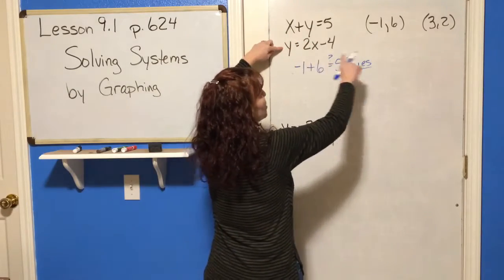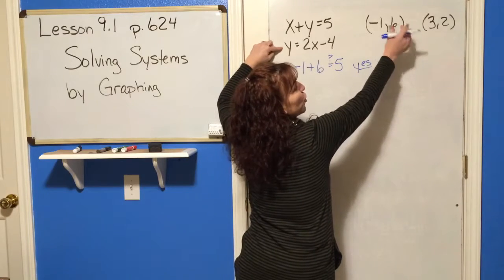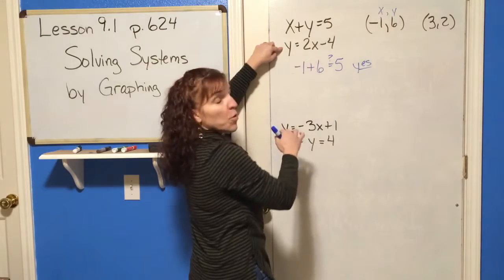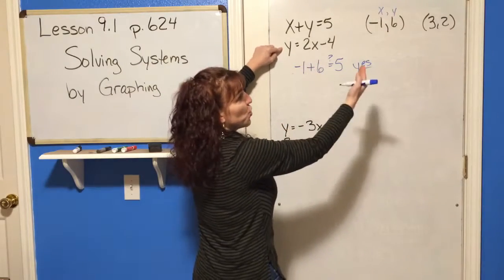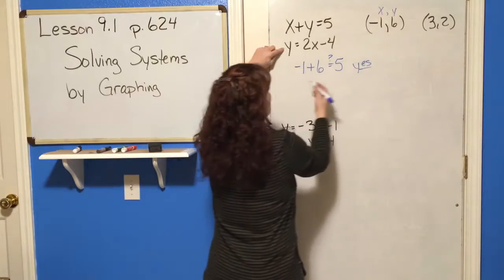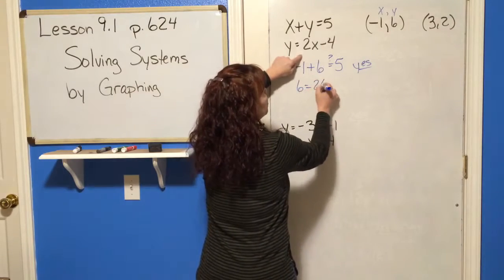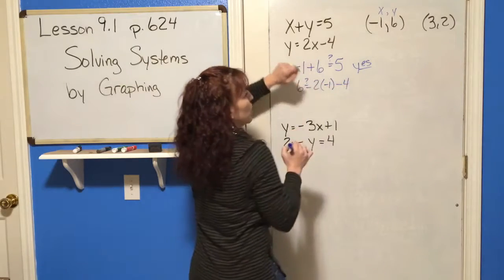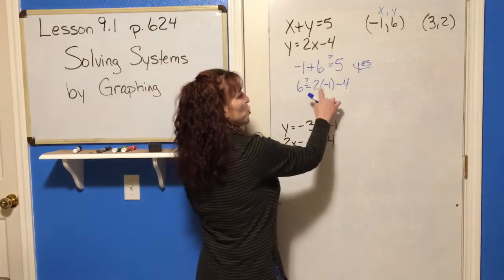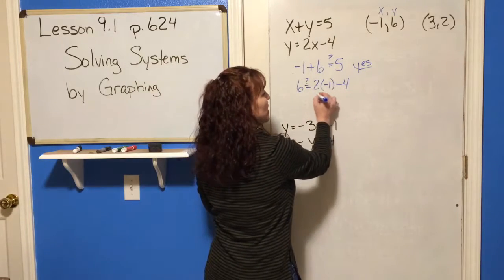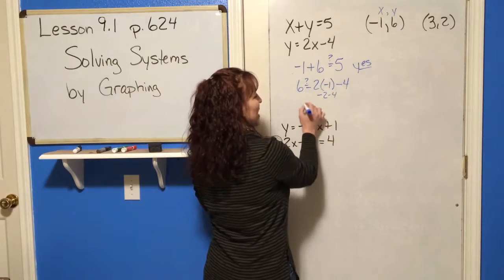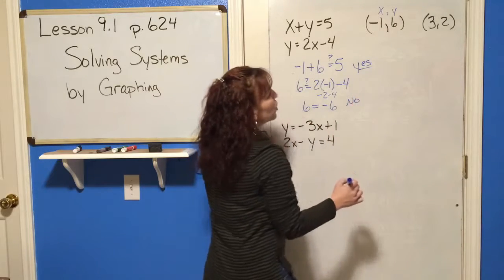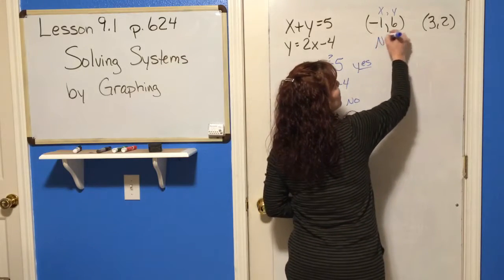So y equals 2x minus 4, so y is the 6. Make sure you put the correct number in for the correct variable. The x always comes first, the y always comes second. So the 6 is the y. 6 equals 2 times x, which is negative 1, minus 4. And we want to know, is this equal? So 2 times negative 1 is negative 2. Negative 2 minus 4 is actually negative 6. So does 6 equal negative 6? No, it does not. So this is not a solution.